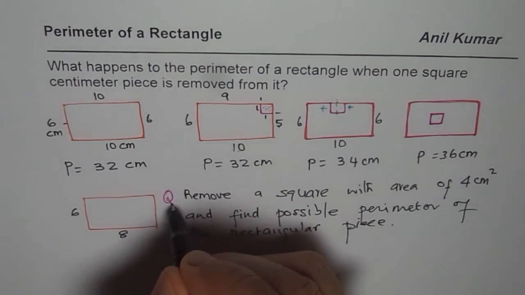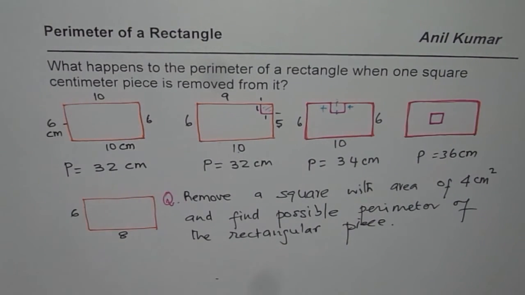So explore and figure out what happens when we remove something from a rectangular piece to its area and to its perimeter. Area, if I remove, will reduce for sure by the same amount. But what happens to the perimeter? Okay, so that's a question to think about.